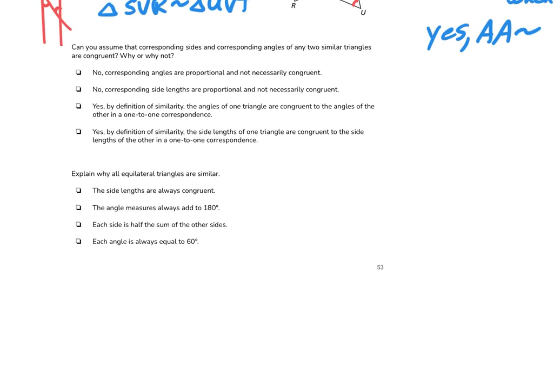Okay, as we look at these two, these are kind of multiple choice questions. We got to read the question carefully. Can I assume that corresponding sides and corresponding angles of any 2 triangles are congruent? Why or why not? Any 2 similar triangles. So if 2 triangles are similar, what's true about their angles?